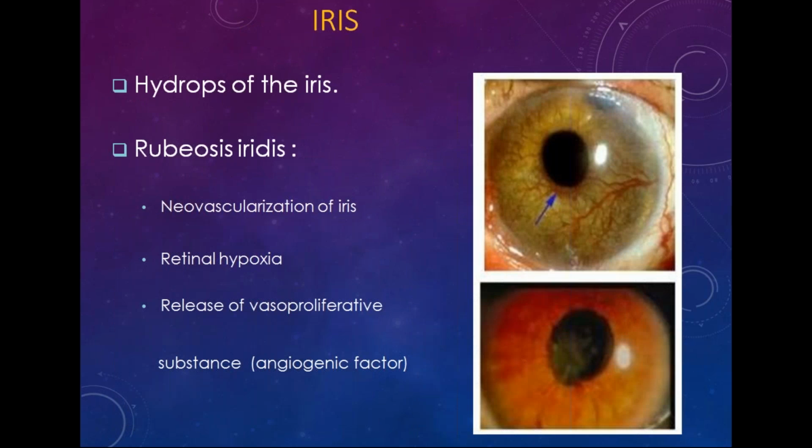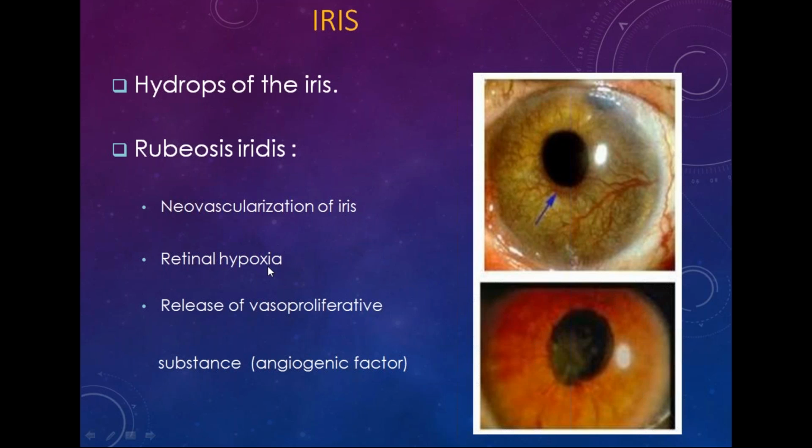Changes of the iris. Rubeosis iridis, you can see here. Neovascularization of the iris. You can see the abnormal blood vessels on the surface of the iris and pupillary margin. Here also you can see the abnormal blood vessels on the surface of the iris. That is called rubeosis iridis. In later stages, it leads to neovascular glaucoma.